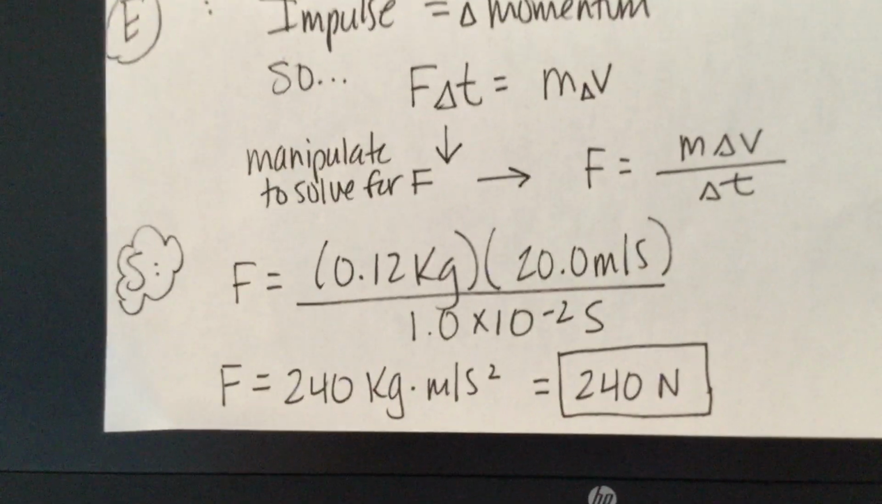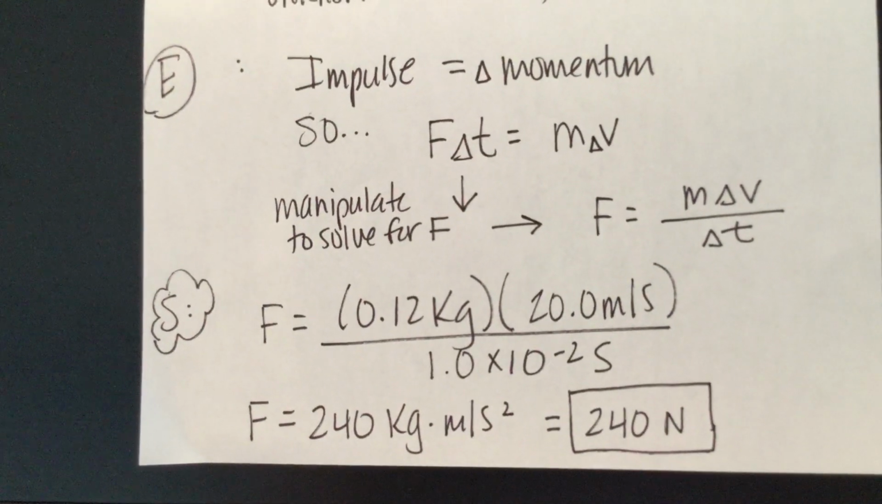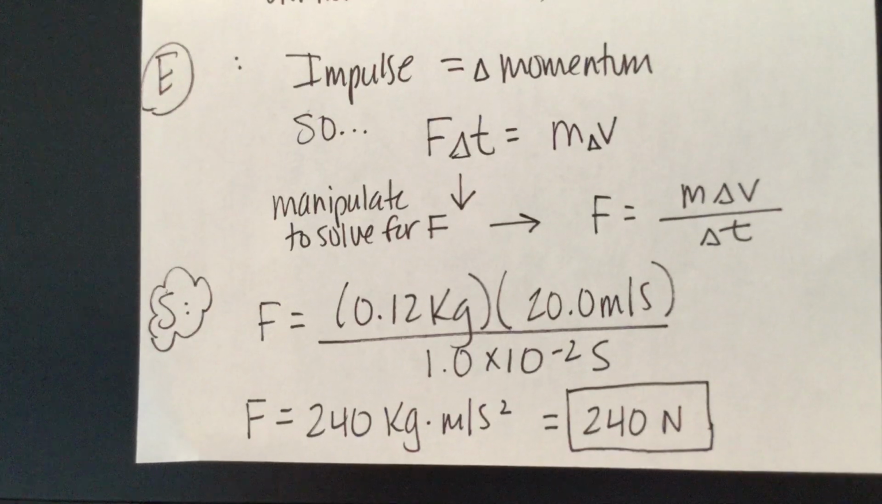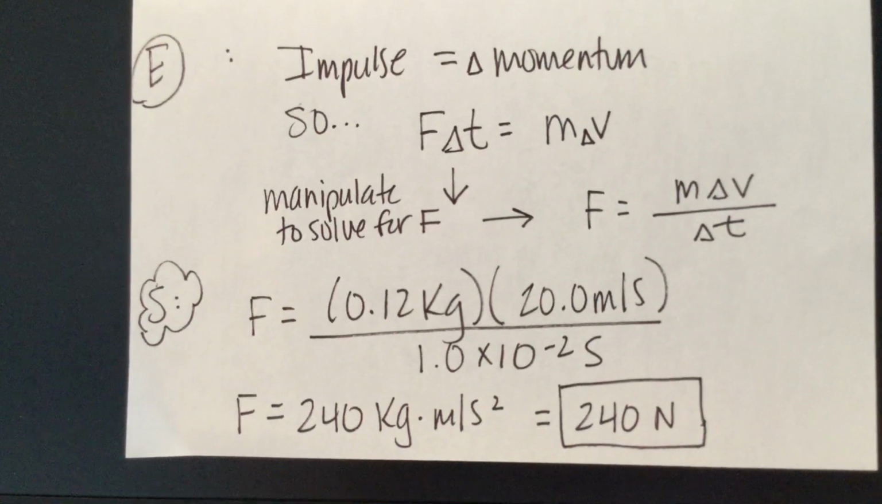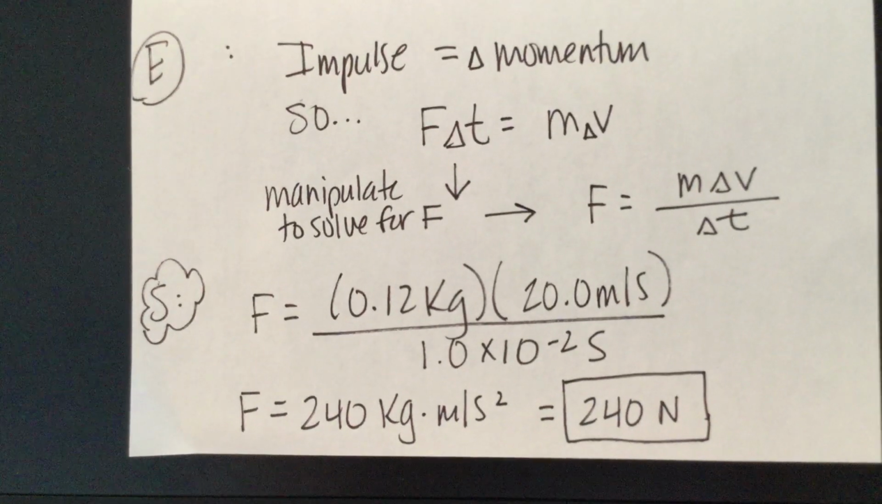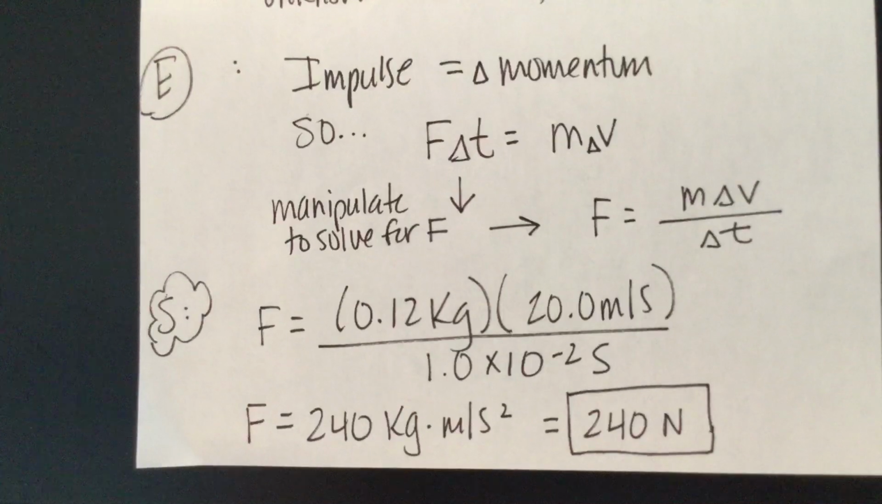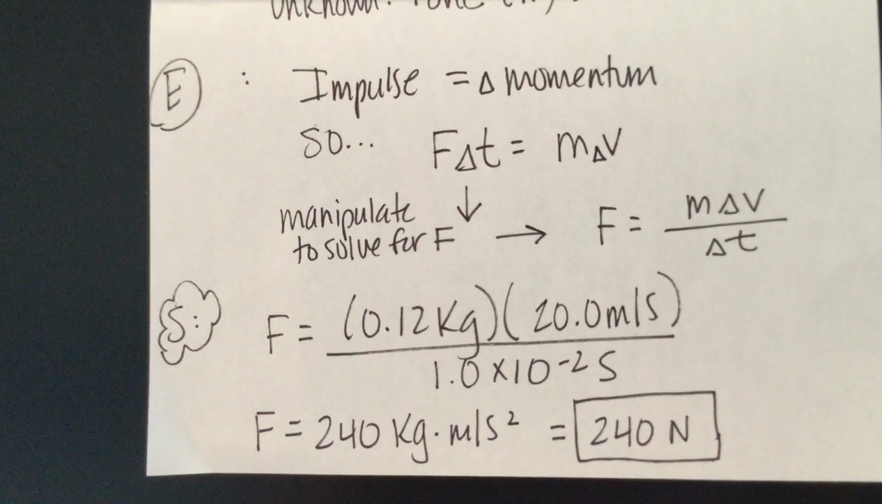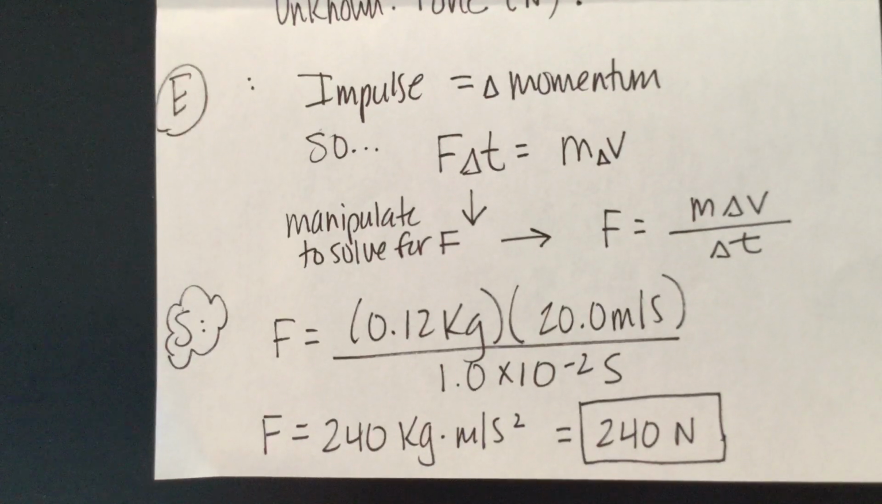How do we solve it? We plug and chug. Okay, force equals 0.12 kilograms times 20 meters per second, all divided by 1.0 times 10 to the negative 2. We get force is 240 kilogram meter per second squared. That's because meters per second is on the top there in velocity, and the second is in the denominator. Dividing again by seconds makes it meters per second squared.